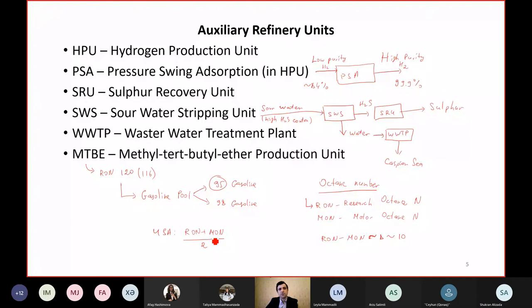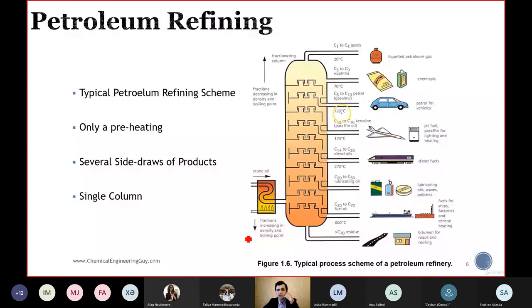And petroleum refining. So why do we refine oil? To produce these products, starting from gases to bitumen and asphalt. And we will have the preheating, we will have the side products, we will have the single column. This is the single column crude distillation column. And then after we separate all the products, we send them to the rectifying columns or the stabilizers. Now we will talk about this in detail.